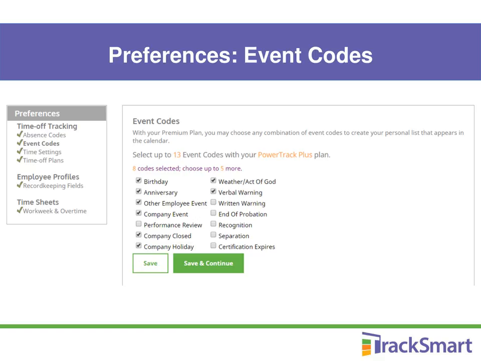The next preference that we're going to set up is our event codes. With your plan, you may choose any combination of event codes to create your personal list that appears on the calendar. If you want to remind everybody about a certain birthday, you check the birthday and anniversary, or if your company is closed because of weather, or just because it's closed for some reason, here you will want to select that so it will appear as an event on your calendar.